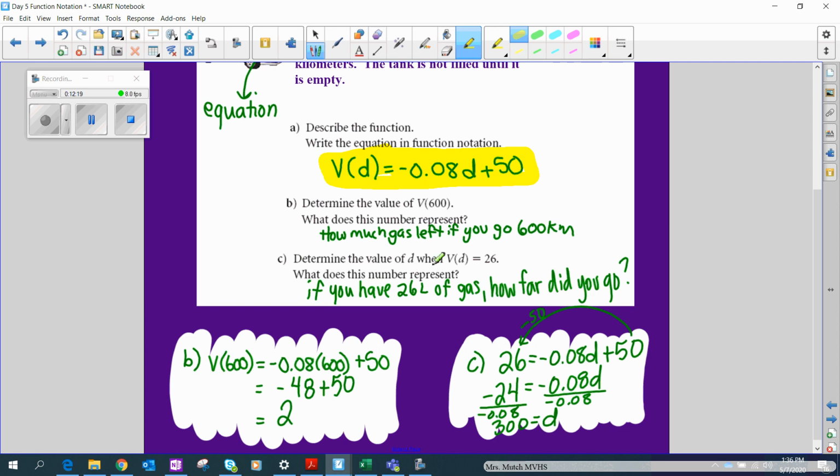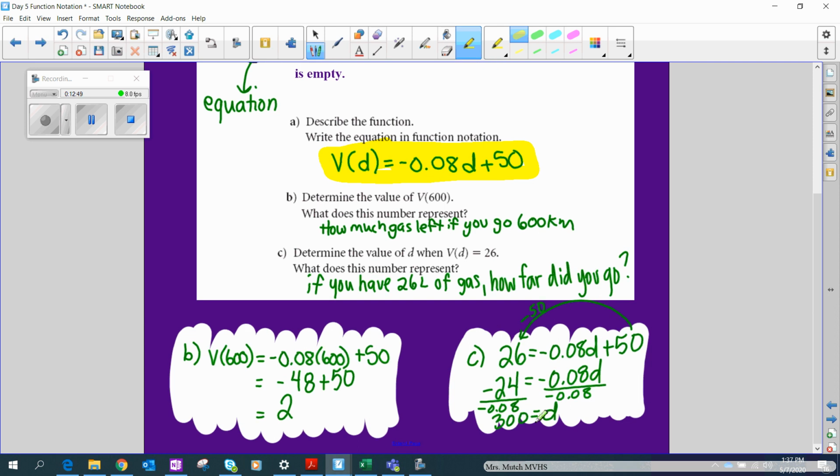C, they're saying when V of D equals 26, so it's saying if you have 26 liters of gas, how far did you go? That's what they're asking for, D. So this is a substitution one. You would put your final answer as 26, bring your 50 over, turns it to a negative, but that's okay because we got a negative and a negative once they divide. 300. So it means you've gone 300 kilometers if you have 26 liters of gas left.